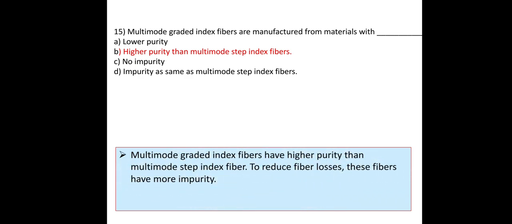Multimode graded index fiber has higher purity than multimode step index fiber to reduce fiber losses. Thus, step index fiber has more impurity. The correct option is B.